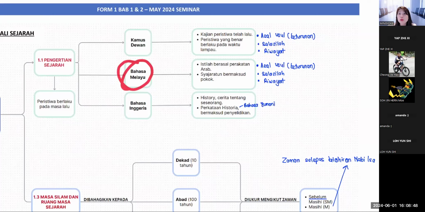Okay, Bahasa Melayu also the same. Bahasa Melayu, sejarah comes from the perkataan Arab called syajaratun, and they simplify it into sejarah, which means pokok, a tree. You know why they call it a tree? Because the older the tree is, the more branches they have, the more lines they have. The line, you know the line? From the tree line. Okay. Then also refers to asal-usul keturunan salasira riwayat.